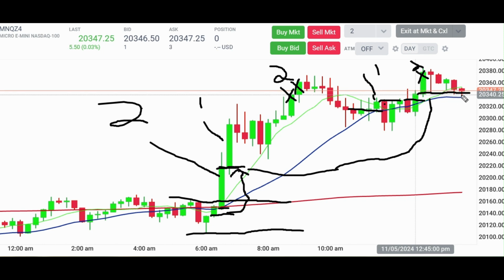And maybe you got stopped out there, but you're out. And that is how you play the Micro E-minis Nasdaq 100 for today. That's how you should have played that. This is how a professional trader would trade that.